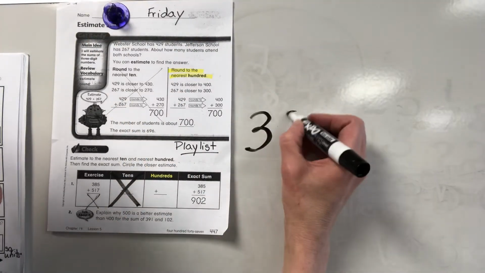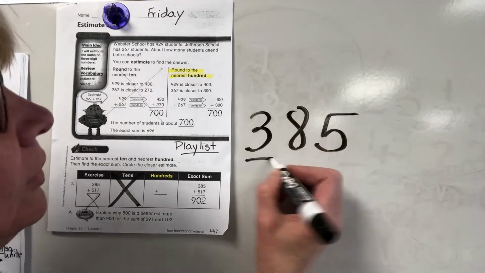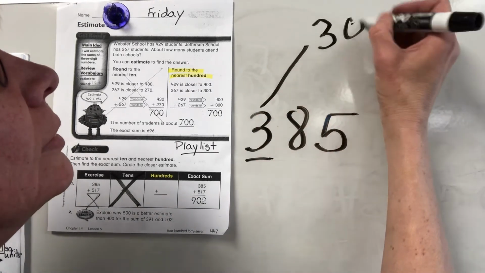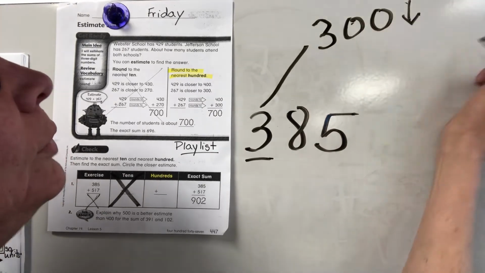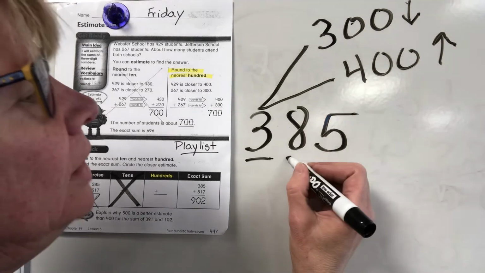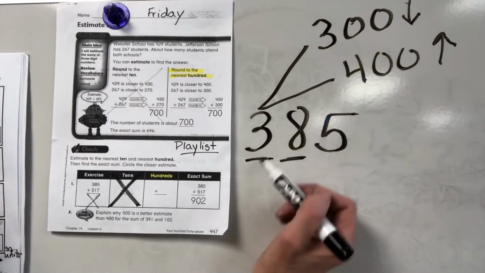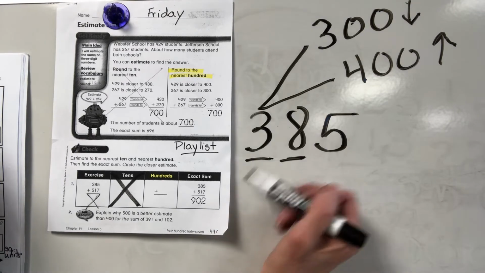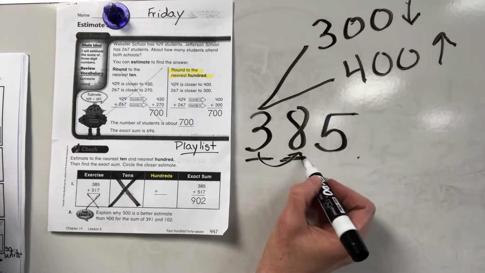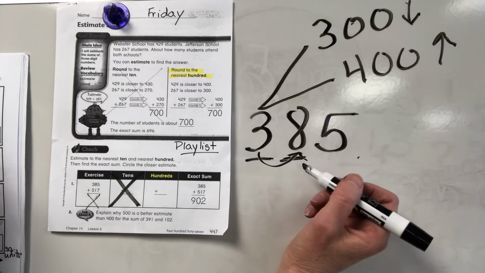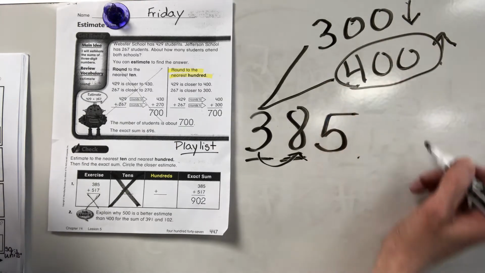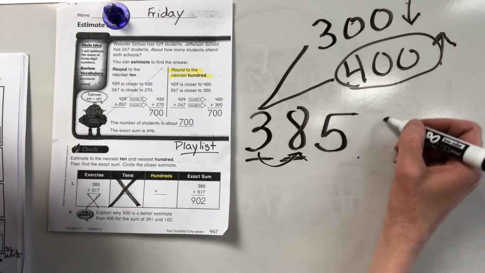385, and we have to estimate it to the nearest 100. Okay, so our choices are, does it stay in the 300s and we round down, or does it go to the 400s and we round up? So then we look at our next number, 8. 8 is greater than 5. 5 or up, plus this 85 is greater than 50. So 8 is 5 or greater, so we round up. So our answer is 400. All right.